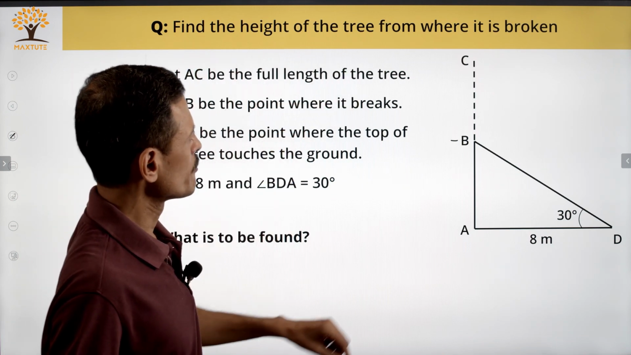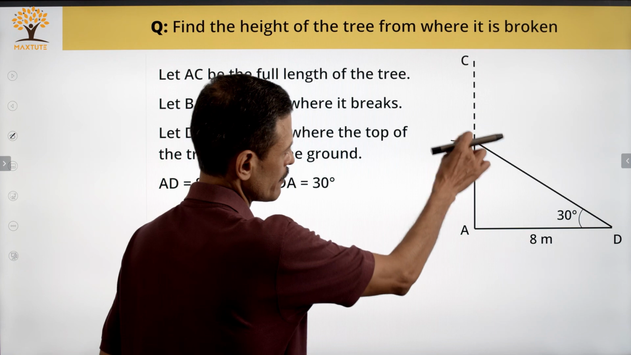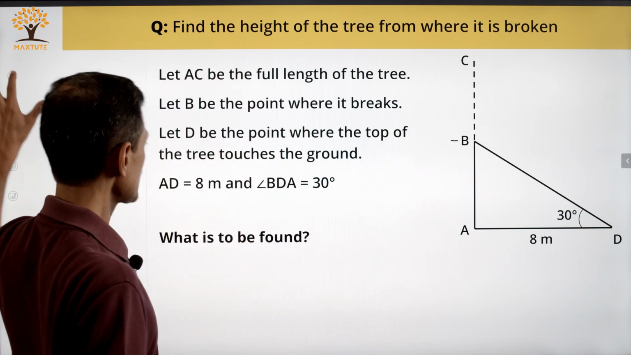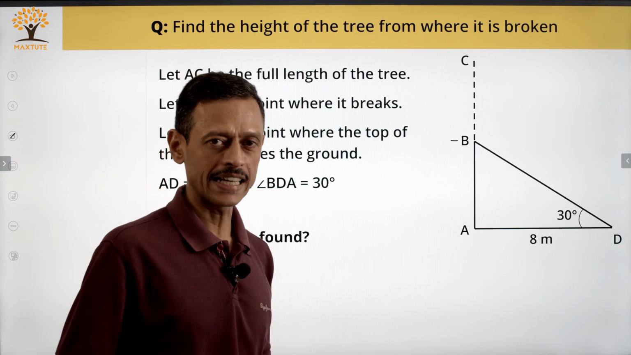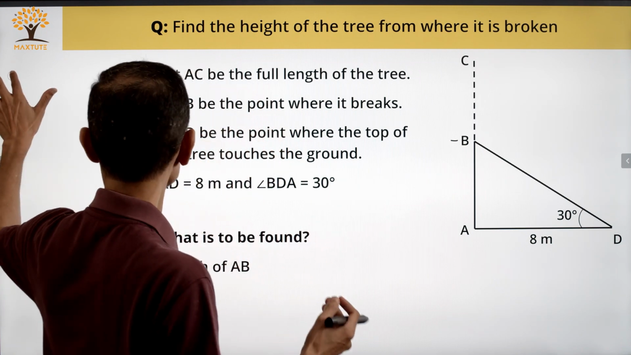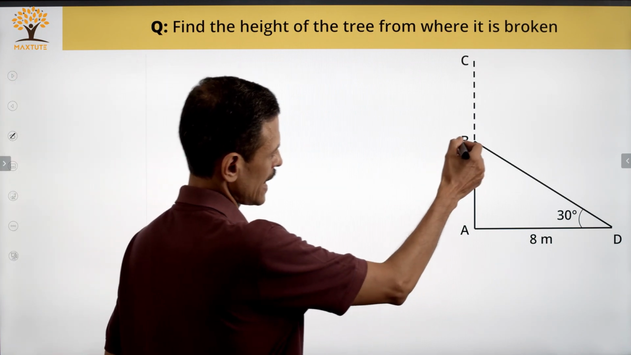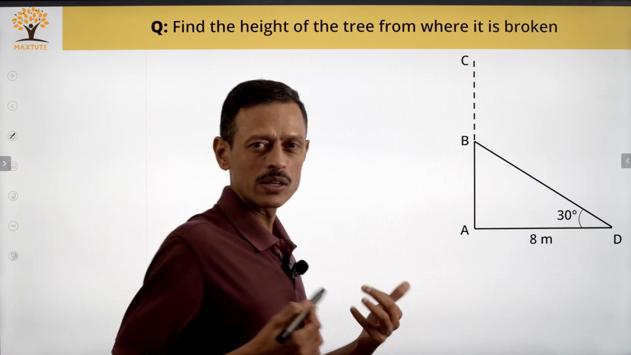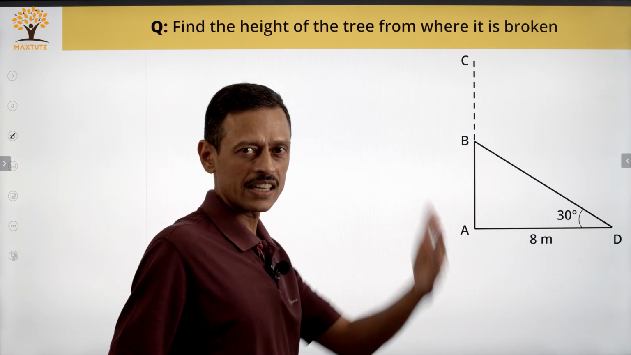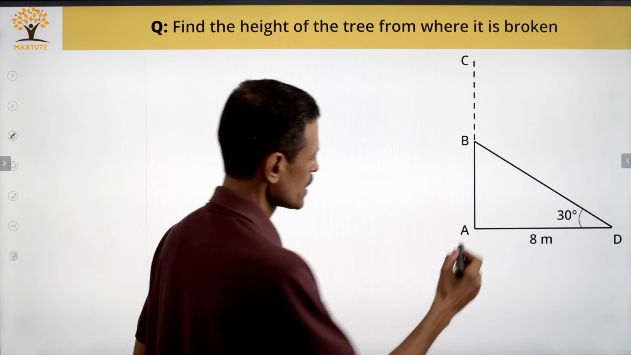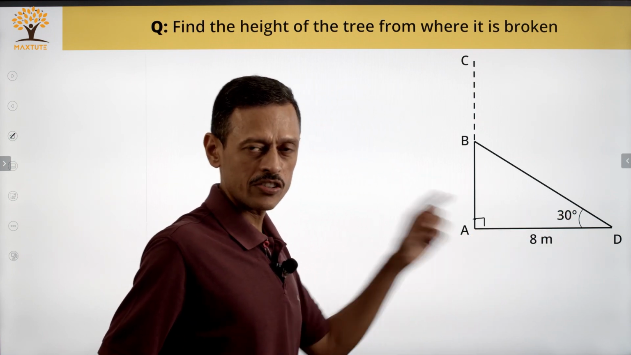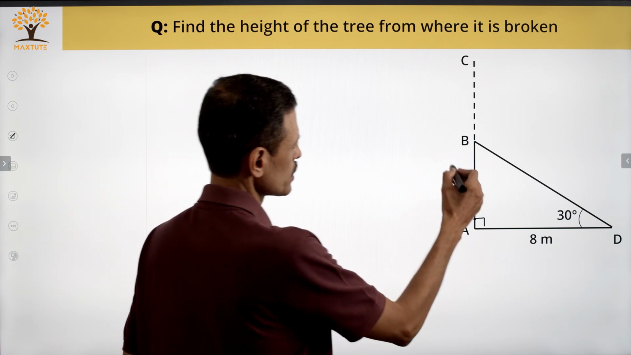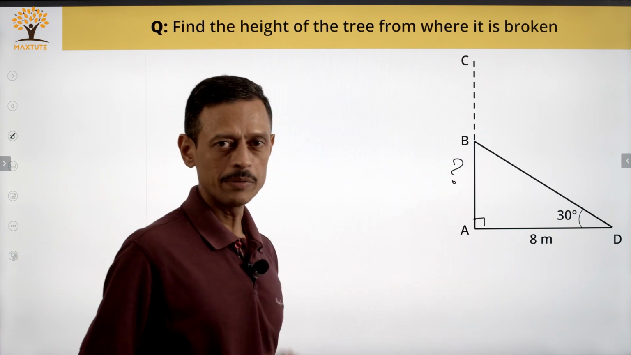Find the height of the tree from where it is broken. So, what we need to find out is the measure of AB. The length of AB is what we need to find out. We are obviously talking about a right triangle because this angle BAD is equal to 90 degrees. The ground and the place where the tree is standing, it is 90 degrees. So, this is a right angle. We have one angle, we have the measure of a side and we need to find out the third side. We need to find out AB.